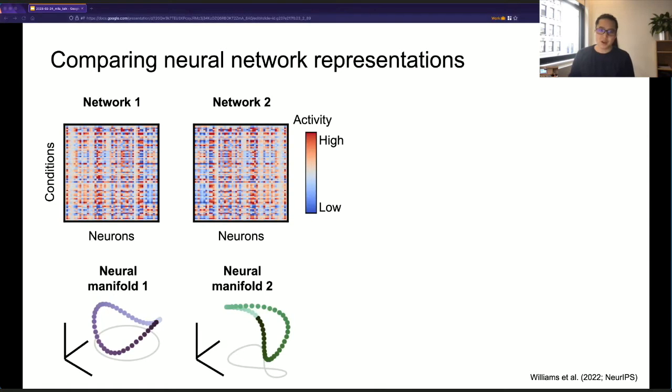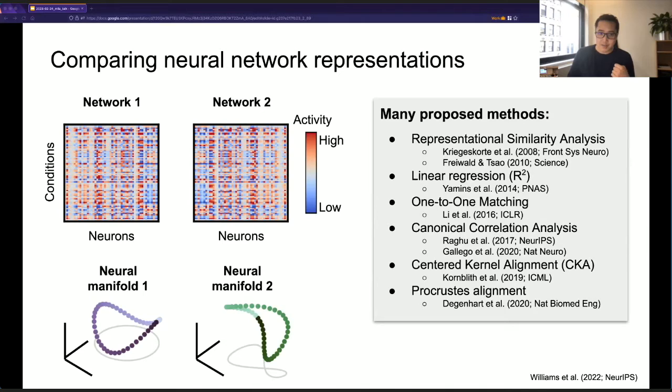These network matrices are high dimensional, with the number of dimensions equal to the number of neurons. But for the sake of visualization, let's just assume that the responses each lie on some low 3D manifold of responses, where each row of the matrix, representing the population response to a condition, is plotted as a colored point in this space. So we have these two Pringles chips for neural manifold 1 in purple, and a slightly warped and rotated green Pringle chip for network 2.